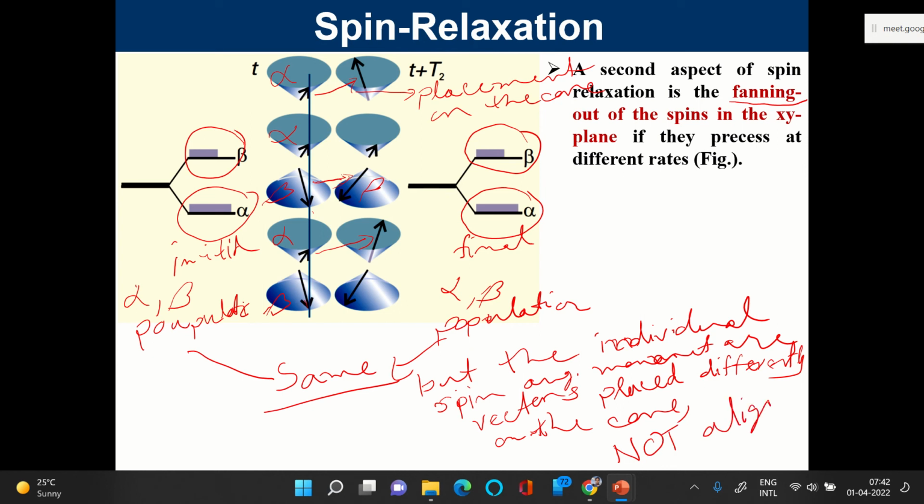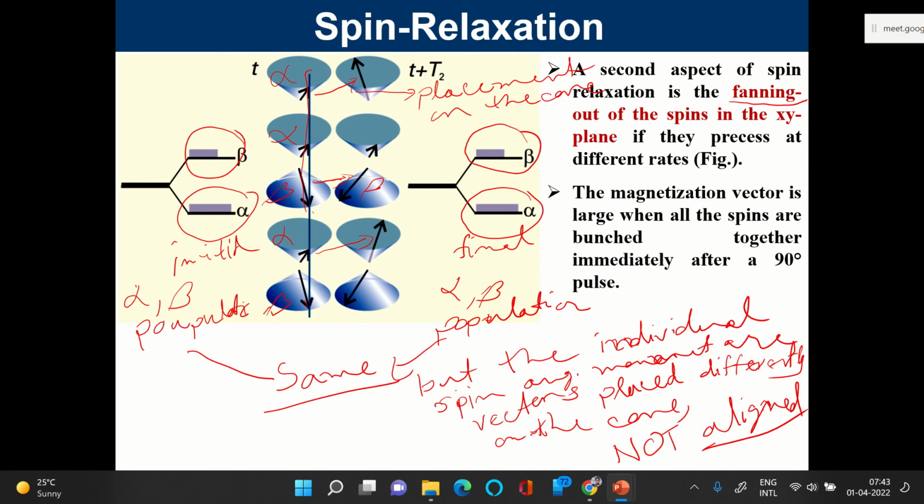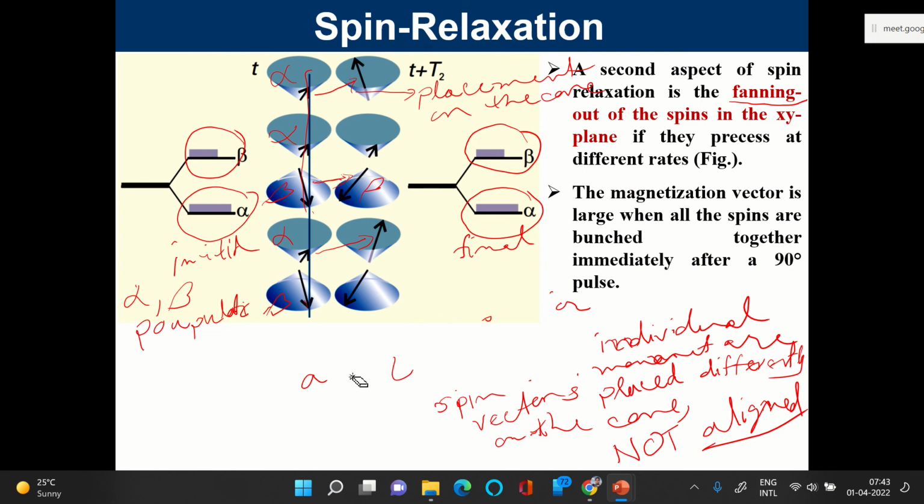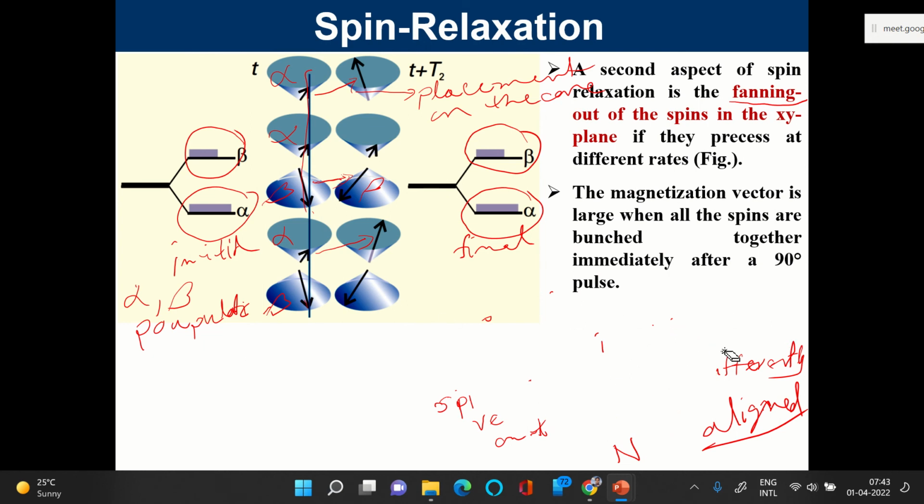They are not aligned. As in the previous picture, we are drawing a line to show that all alpha, alpha, alpha are along the same line, beta, beta, beta are also on the same line. So they are now fanning out, which is also desired to have a more stable system. This is what happens in the second type of relaxation, that is spin relaxation.